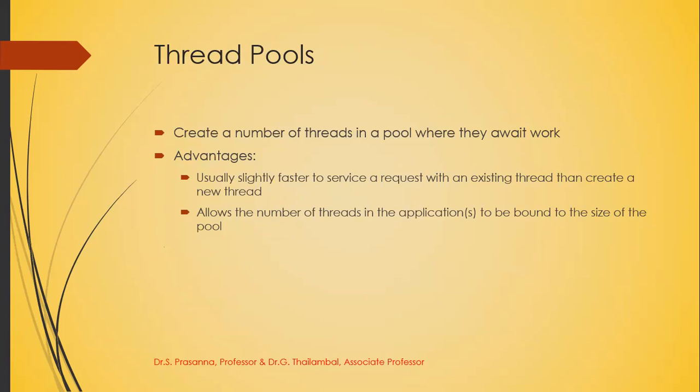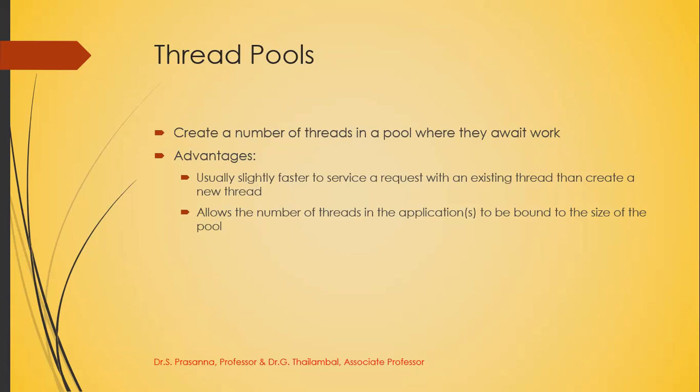Thread pools. The processes which are in ready state to get executed in the CPU will be stored in a pool, that is, a queue. A waiting queue where the threads are in ready state to get executed is called a thread pool. The advantage of using a pool is that it is usually slightly faster to service a request with an existing thread than to create a new thread. The service of these thread pool threads is very fast.